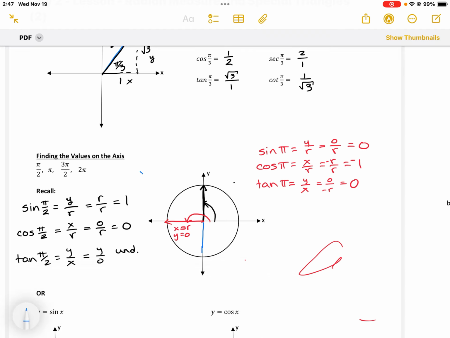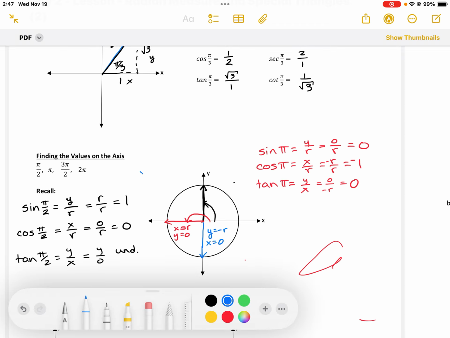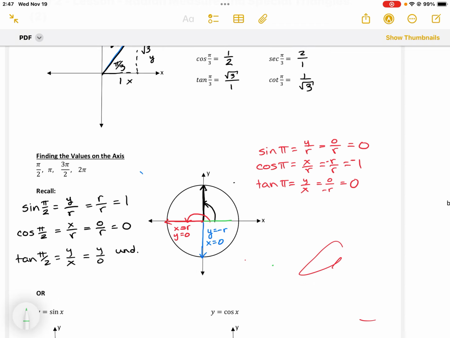Similarly, as we go down here, now my y component is equal to minus r. My x component is equal to 0. And then as I go all the way around to the last one, this would be 2 pi. I would have my y component equal to 0, and here my x would be equal to the positive radius.